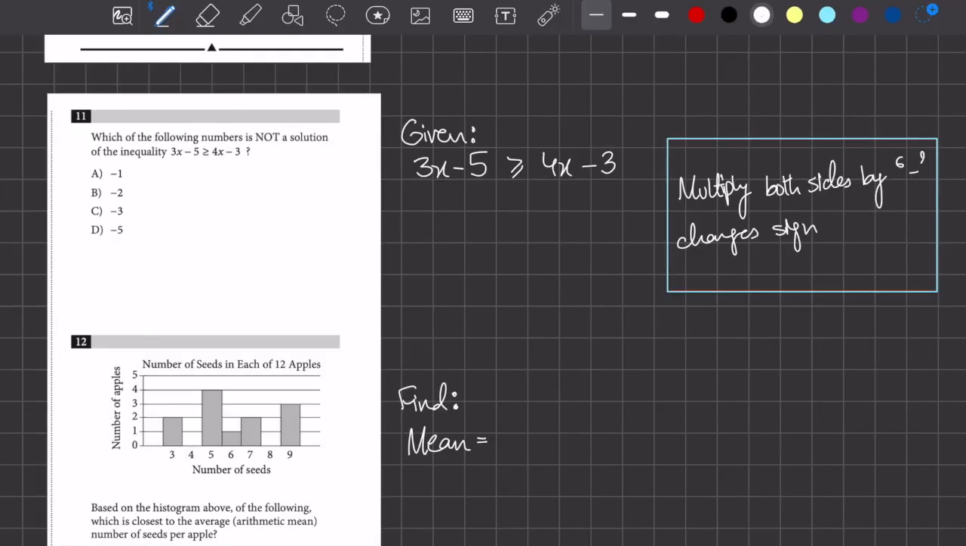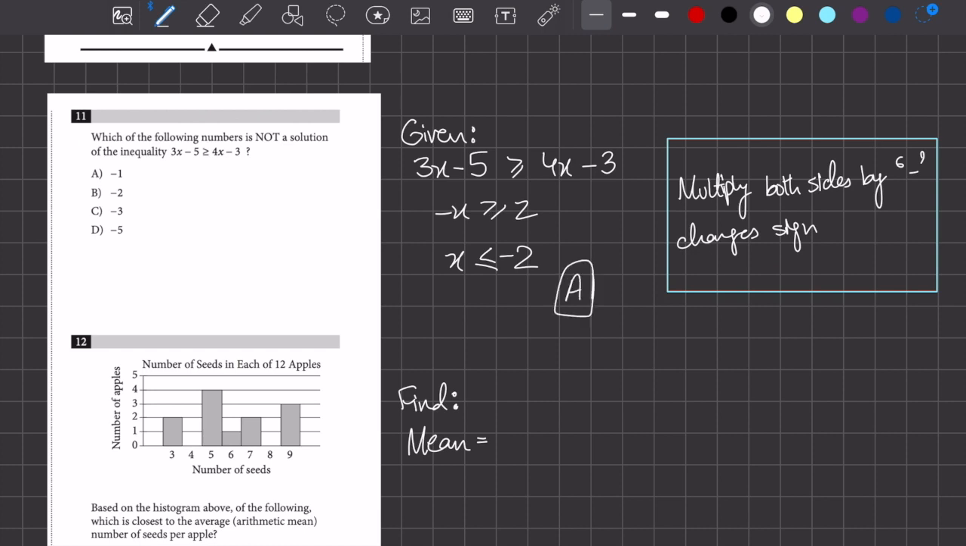We rearrange the inequality given in question 11, which gives negative x greater than or equal to 2. Multiply with negative on both sides. This flips the inequality sign, so x is less than or equal to negative 2. Negative 1 is not a solution, so the answer is A.